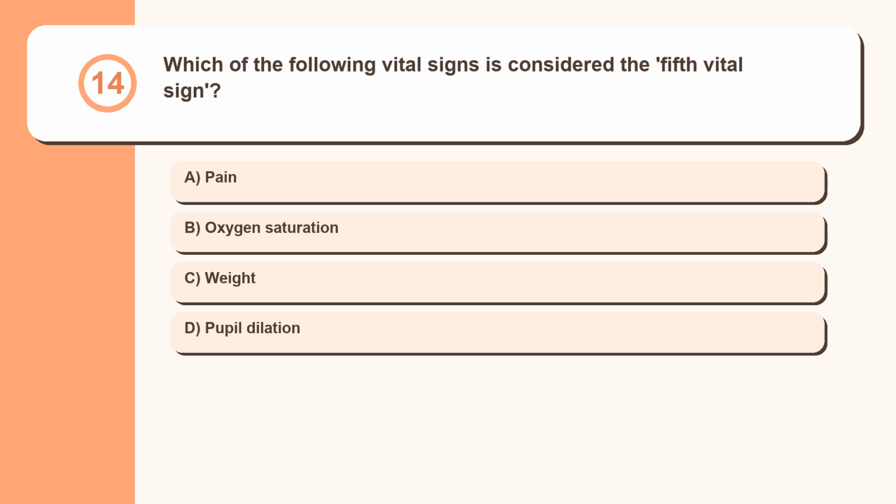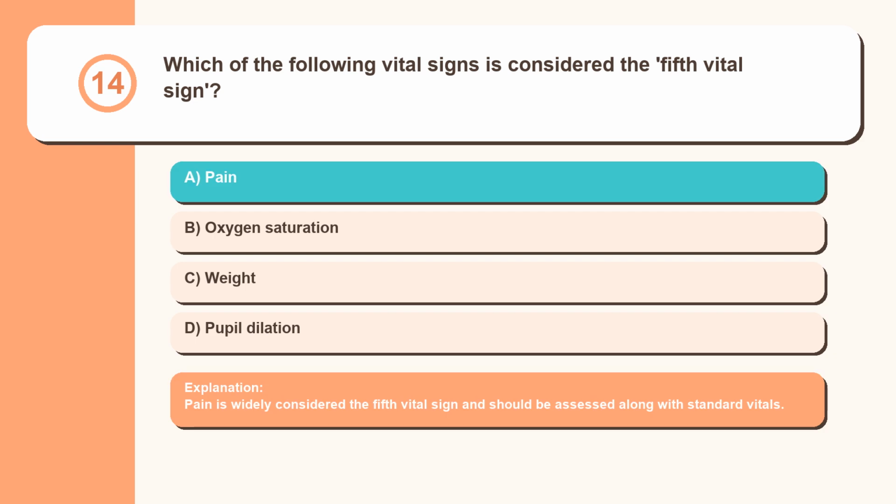Question 14. Which of the following vital signs is considered the fifth vital sign? Pain, oxygen saturation, weight, pupil dilation. Pain is widely considered the fifth vital sign and should be assessed along with standard vitals.